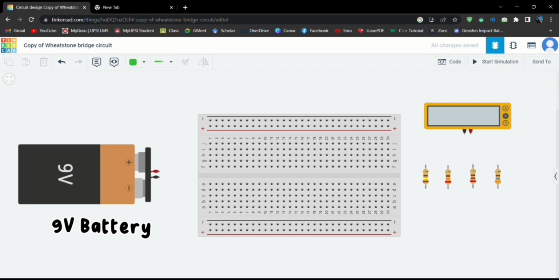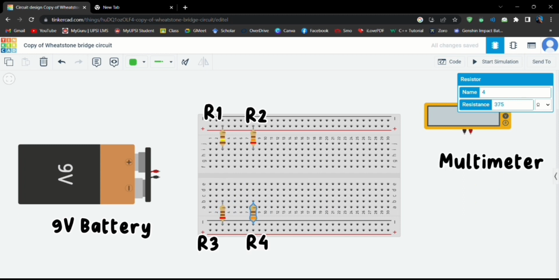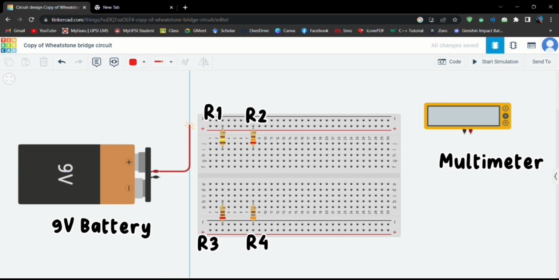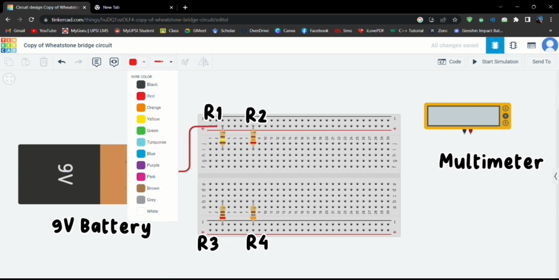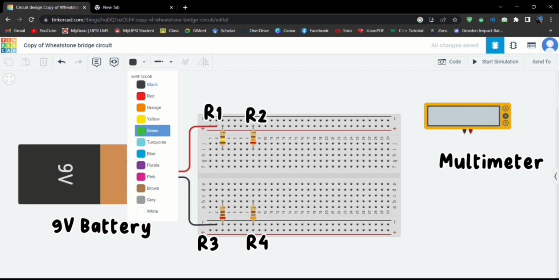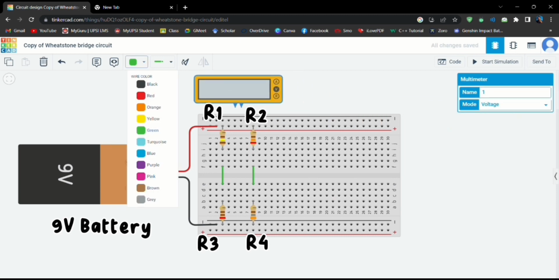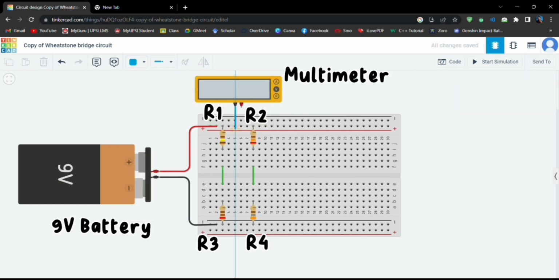Let's build the circuit. Firstly, connect all the resistors in the Wheatstone bridge circuit. Then, we make sure all the wire connections are correct, which is the positive terminal of the 9V battery is connected to R1 and R2, and the negative terminal of the battery is connected to R3 and R4. Please make sure to connect the wire between R1 to R3 and R2 to R4. Lastly, to measure the output voltage, we take a multimeter and connect the negative multimeter between R2 and R4 and the positive multimeter between R1 and R3.